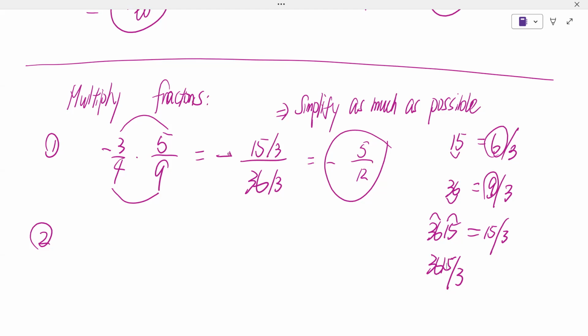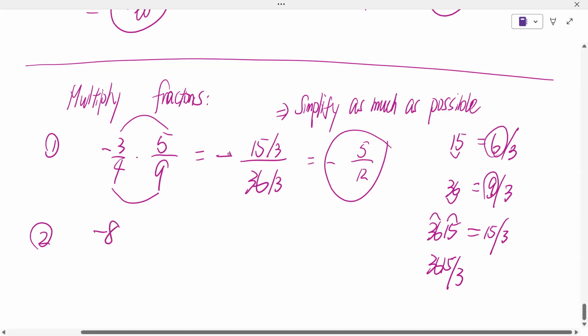The next thing, let's say we get -8 times 5/9, something like that. We're multiplying a whole number by a fraction. So here we can turn the whole number into a fraction, 8 over 1, and then multiply by the fraction.